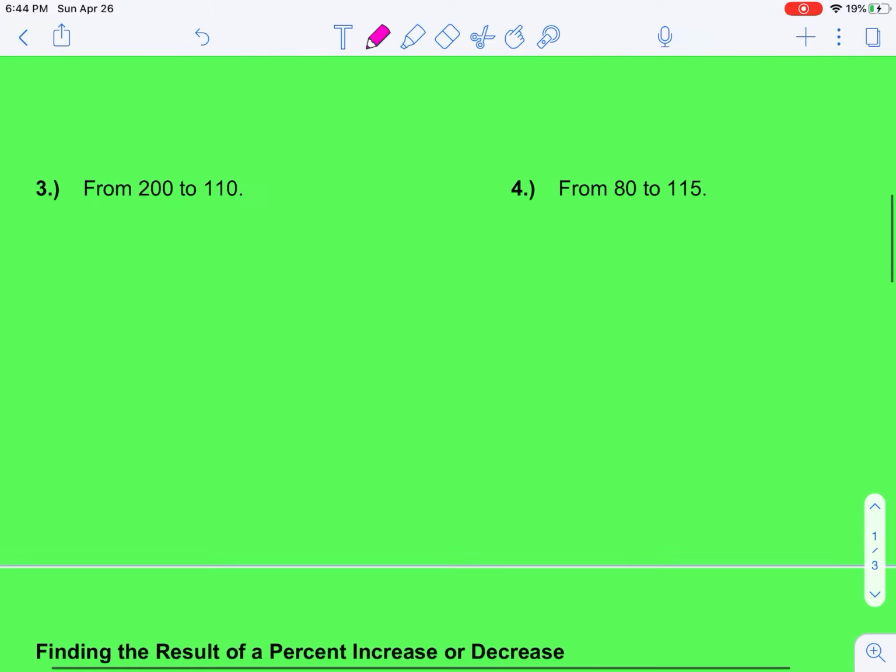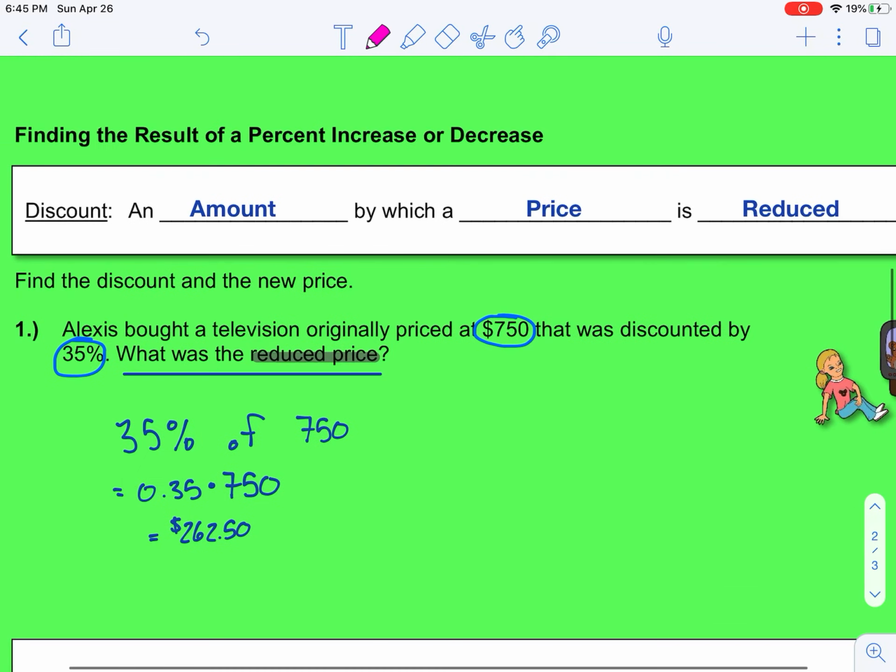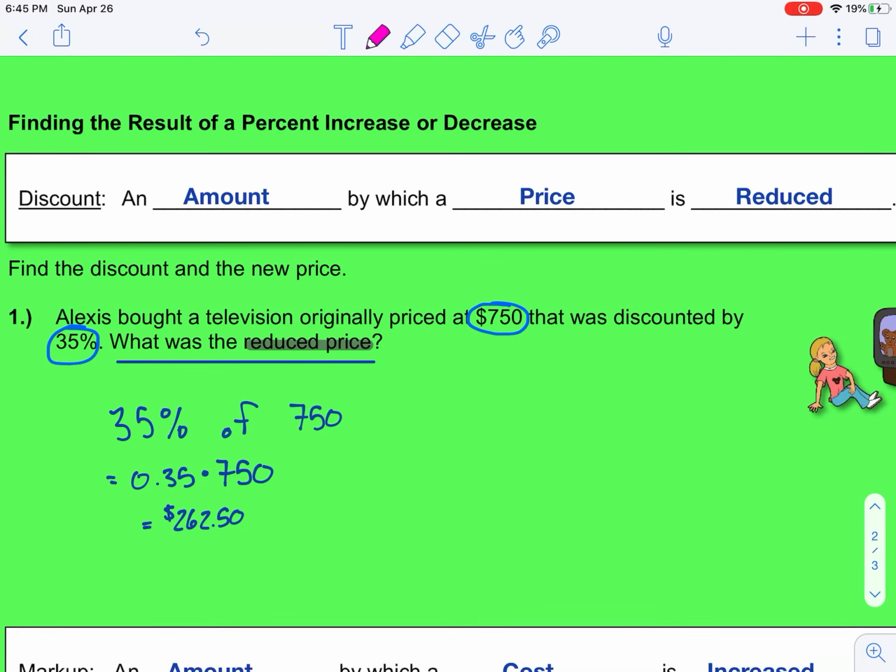What I want to talk about now really quickly here, I'll try to make this short and sweet for us, is where we actually use percent increase and decrease in our everyday life, and we use it a lot. We use it constantly. Discount and markup is what we're going to talk about. We also use it in tax, and we also use it in tip. We use it in commission. There's a lot of different places that we use it, so this is actually a pretty important lesson.